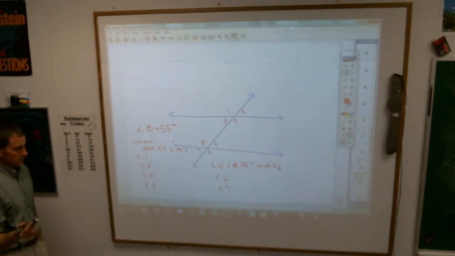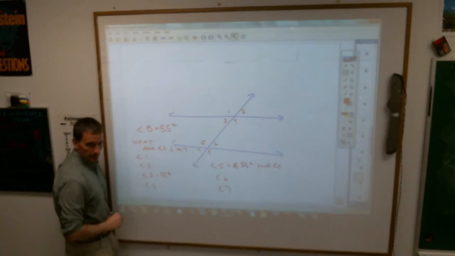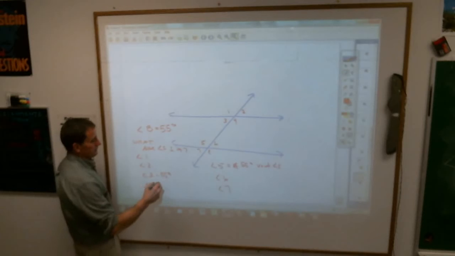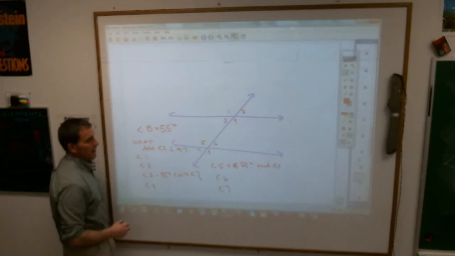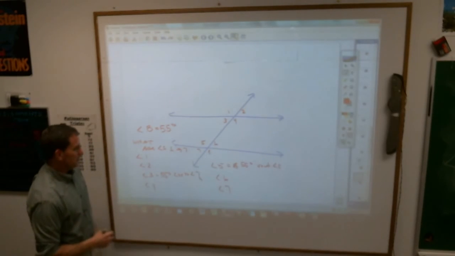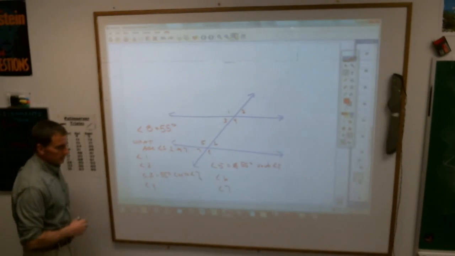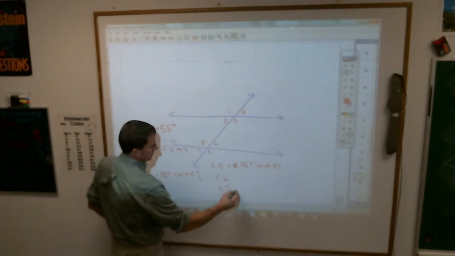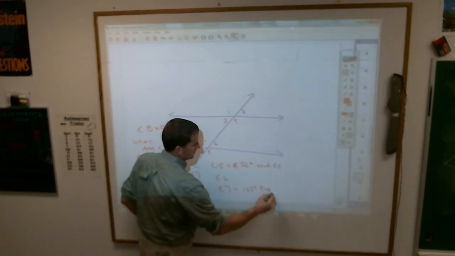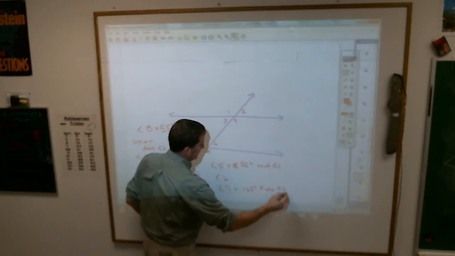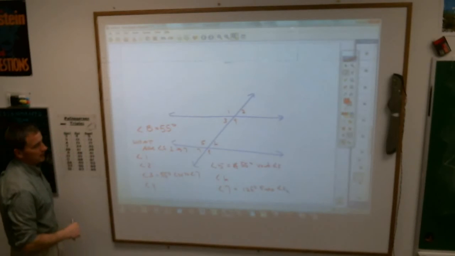Somebody else, Manny Roth, says angle 3 is 55 degrees because, exactly, it corresponds to angle 7. Another one, Emily? Angle 7 is 125 degrees because it's a straight line and it adds up. And we call that supplementary angles. You have to use the math term. It is a supplement of angle 8, so it's 55, so this would have to be 125 degrees.